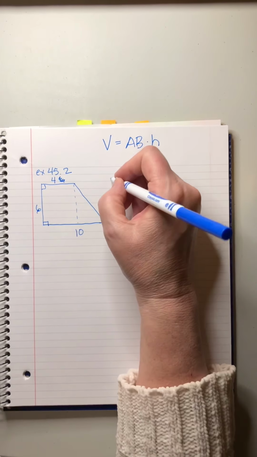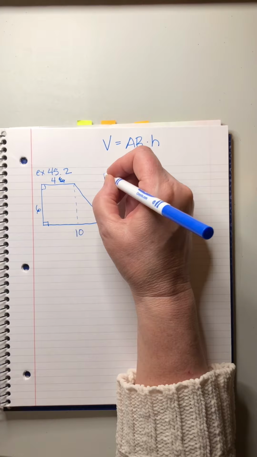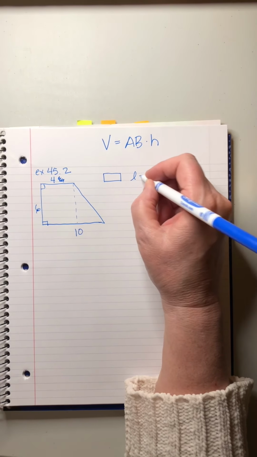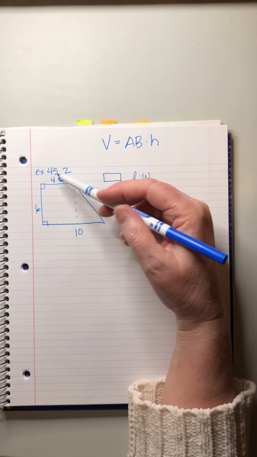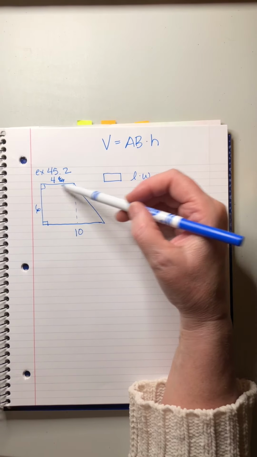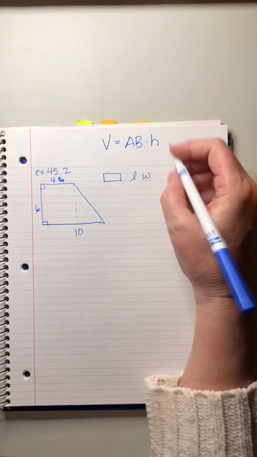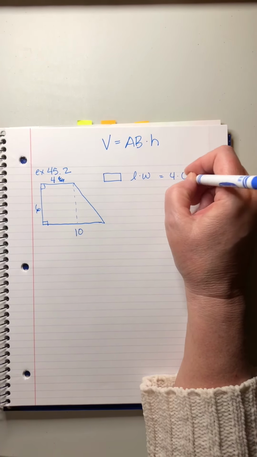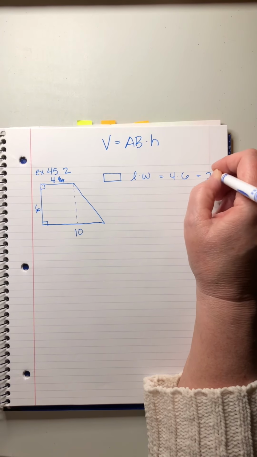Triangle. Let's do the rectangle first. I draw a picture of a rectangle. I write the formula, length times width. That would be 4 times 6. 4 is that much. 6 is that much, so that's what I want. And that gives me 24.